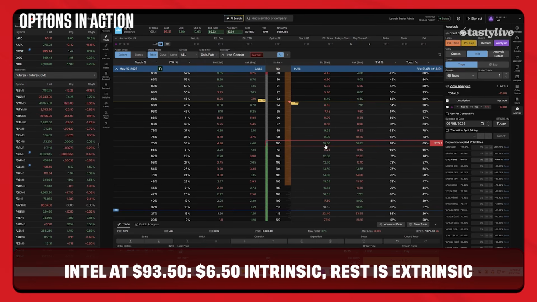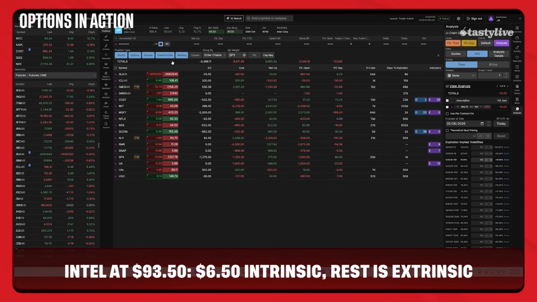Any extra value is going to be extrinsic value. And you can see this here. This option is trading for 10.60-ish. We know that 6.50-ish is intrinsic, so the difference is extrinsic value. The nice thing about the tastytrade platform is it shows you extrinsic value right on your screen here, and it also shows you extrinsic value if you were to have this on your column on your positions tab.